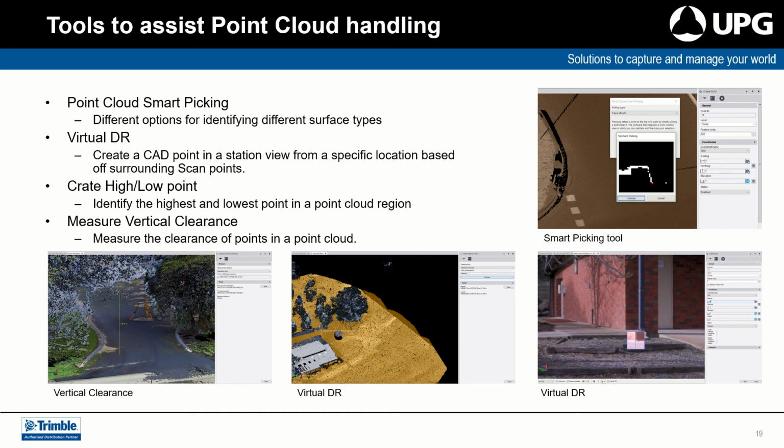There's also a measure vertical clearance tool where it can be measured up or down, and you select a point and you can see the clearance between one scan data to another. So for power lines or for the height of a tree over a road, that can be used to identify the height or the minimum height in a certain area.